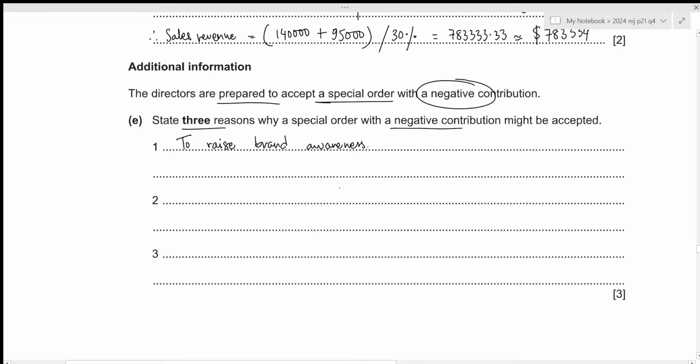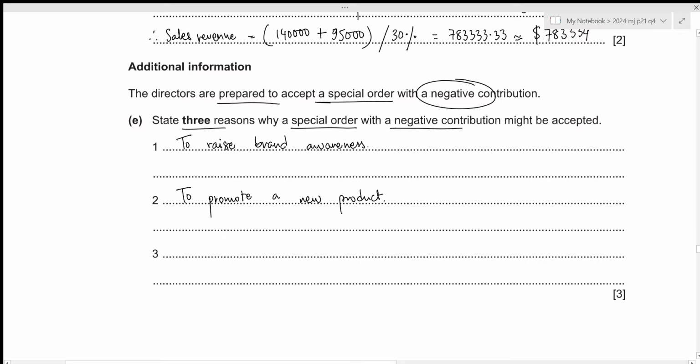The second reason is to promote a new product, because since this is a special order, it might be the case that the product will also be a unique product, and if we accept it even with a negative contribution, it means that we will be able to promote a new product. So to promote a new product.